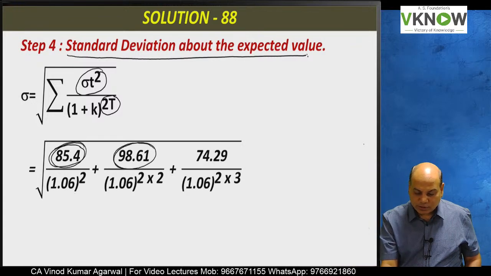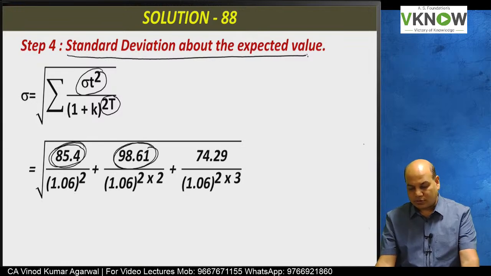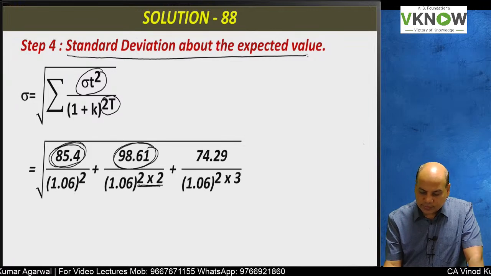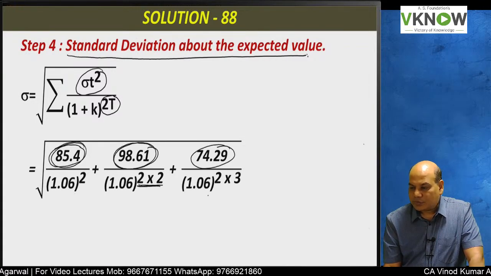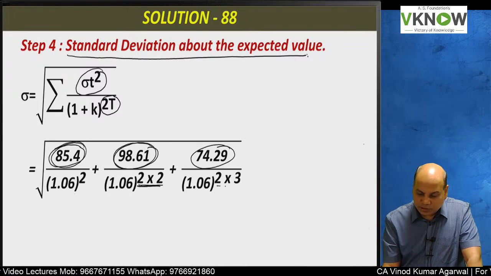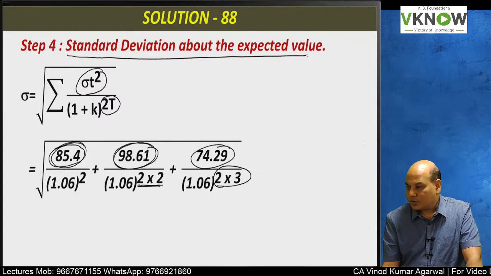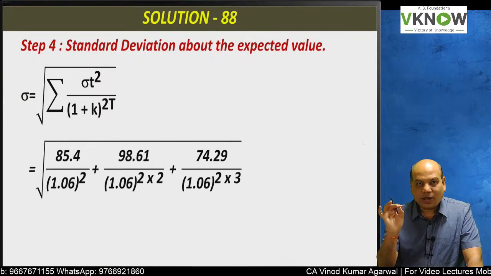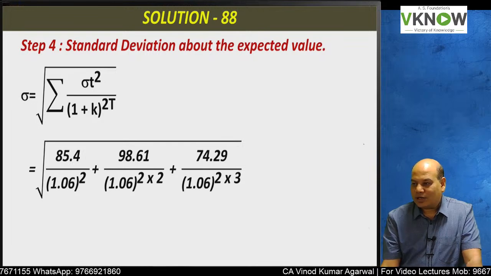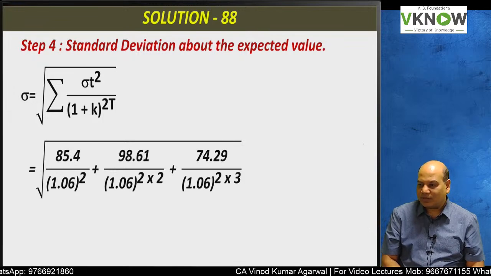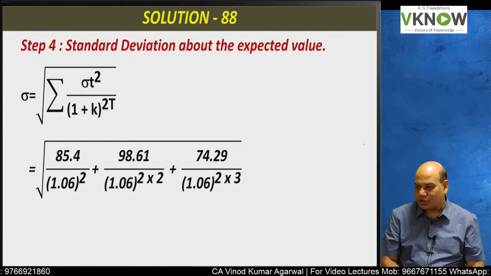Second year sigma square, previous table, 98.61, divide by 1.06 to the power 2 into 2. Then third year sigma square, 74.29, divide by 1.06 to the power 2 into 3. Now you will have to solve it and give me the final answer. Let us see who will answer first. If you think you are a mathematically strong student, do it on the calculator and give me the answer.